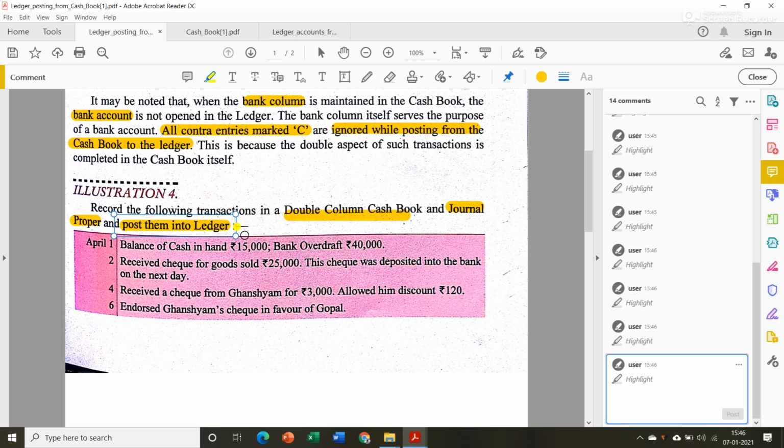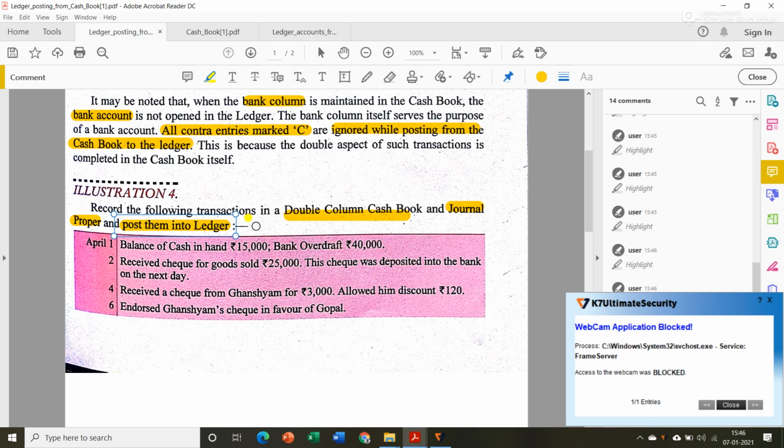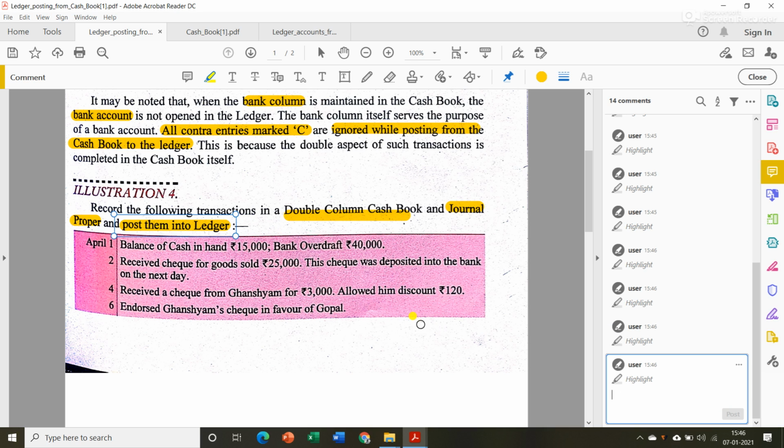Remember, in the question they haven't mentioned anything about trial balance. Your job is to prepare only the double column cash book, journal proper, and ledger. You don't have to prepare trial balance. So in the examination also, pay very careful attention to what the question is asking, because if they are not asking about trial balance and you keep on preparing it, you will lose your valuable time. Now let us see the question.